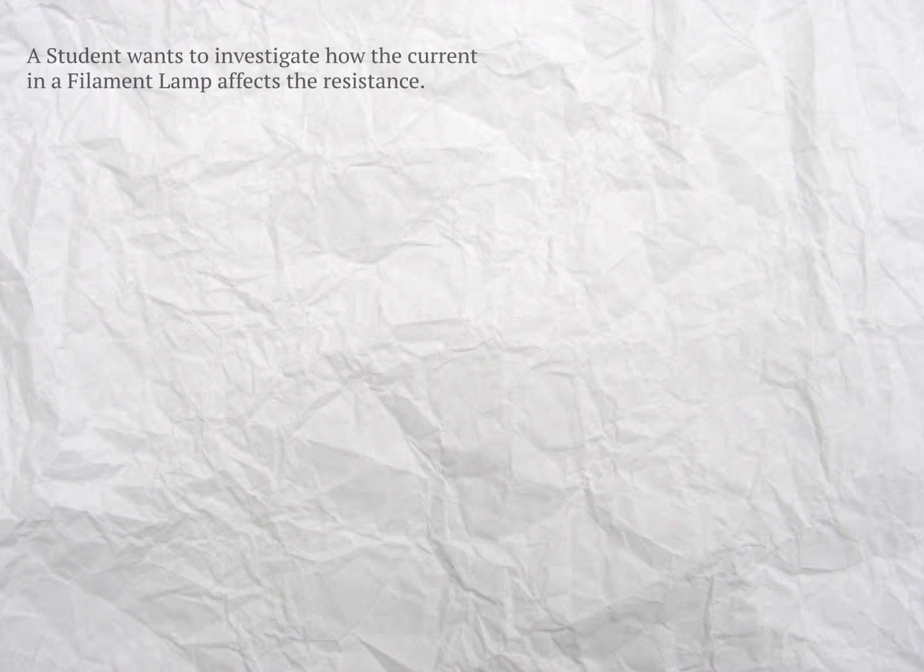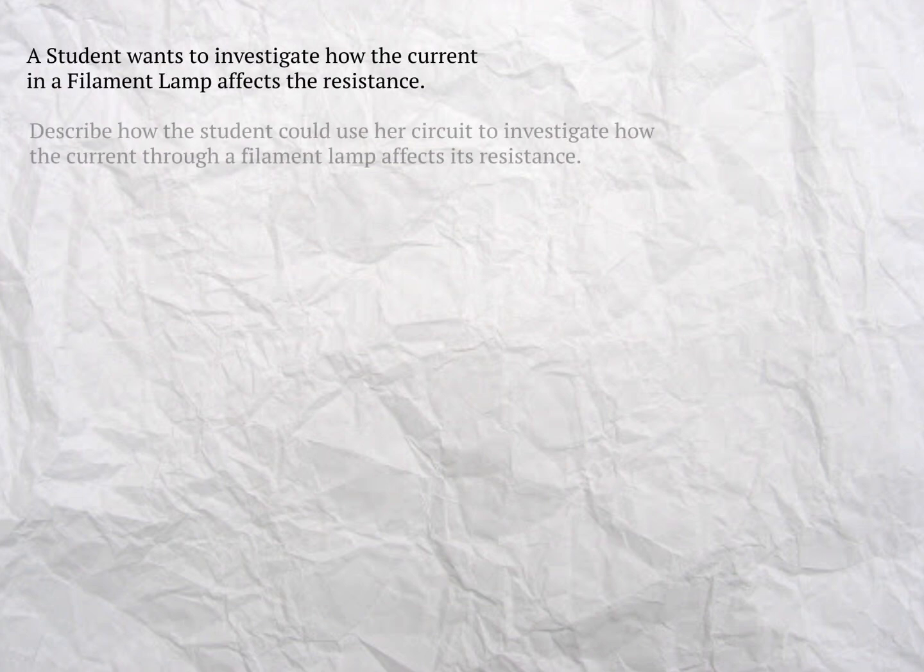Let's have a look at the worksheet. This is based on a past paper question, so it's a good gauge of the difficulty of your GCSE paper. Question 1. A student wants to investigate how the current in a filament lamp affects the resistance. Describe how the student could use her circuit to investigate how the current through a filament lamp affects its resistance. The first part of this is all about understanding what the examiner wants. Let's give a thorough answer.